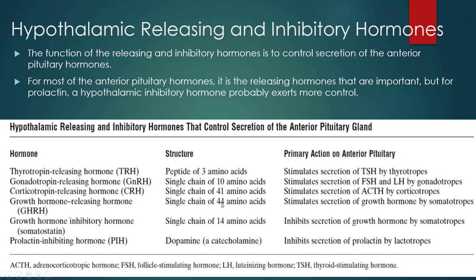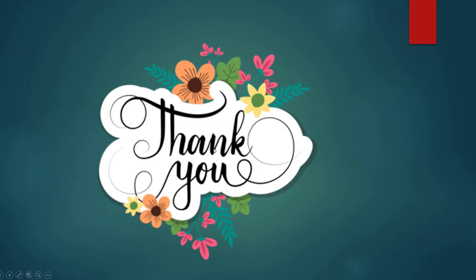Growth hormone releasing hormone, a single chain of 44 amino acids, stimulates secretion of growth hormone by the somatotropes. Prolactin inhibiting hormone, dopamine, a catecholamine, inhibits secretion of prolactin by lactotropes.